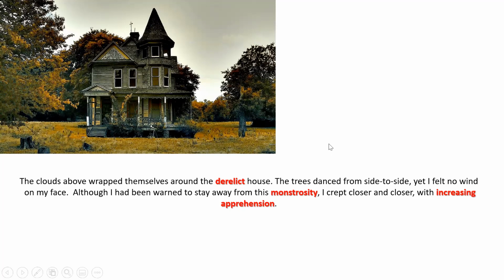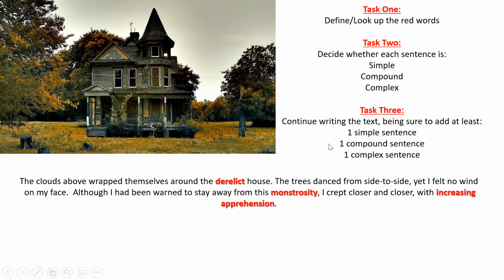Instead, this is what we need to do. So task 1 is look at the red words within that text. So we've got derelict, monstrosity, increasing, and apprehension. And can you define them? And if you don't know what they mean, look them up in a dictionary. Once you've done that, the next task, task 2, is look at each sentence and decide whether each sentence is a simple, a compound, or a complex sentence. But be sure, be absolutely sure. Don't take any guesses. If you need help remembering, just rewind the video.